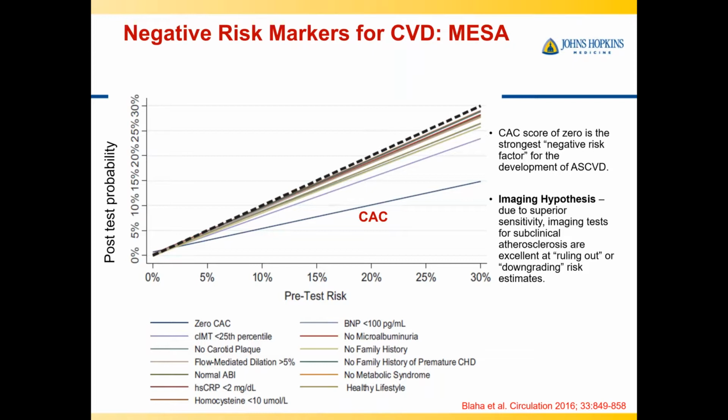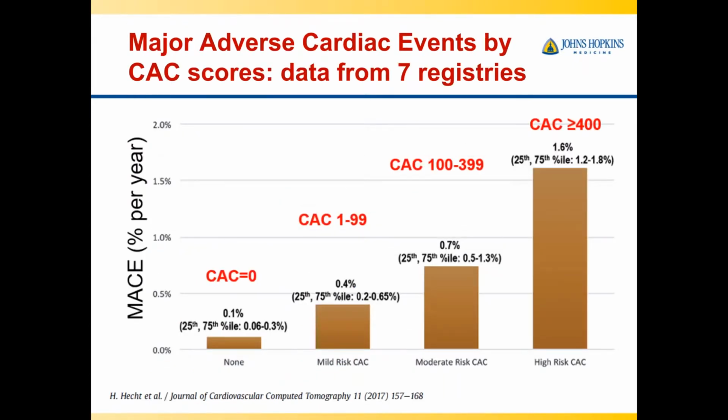And again, compared to multiple other biomarkers, either having normal levels or absence of all these different things, IMT and carotid plaque, ABI, CRP, family history, there's a whole bunch of things they compared it to. It really was only coronary calcium that really changed the post-test probability compared to the pre-test probability in down titrating risk. And this is why we may feel more comfortable, if the patient's not interested in starting statin therapy, as part of the discussion, because their risk is pretty low.